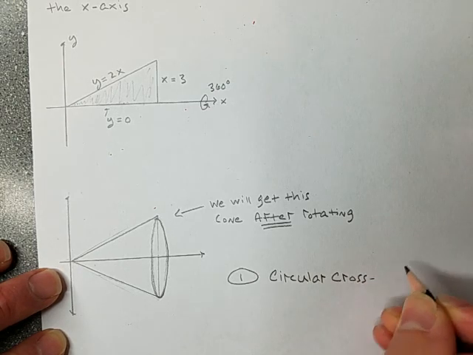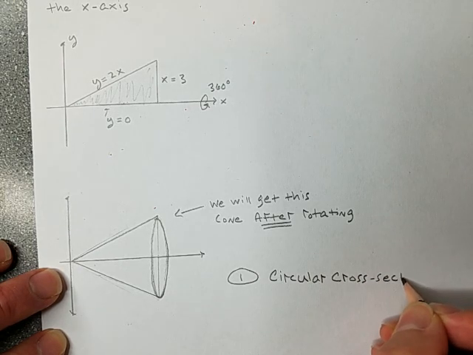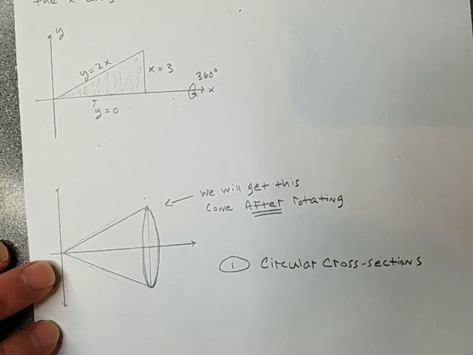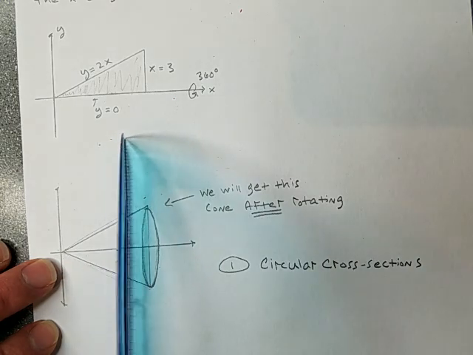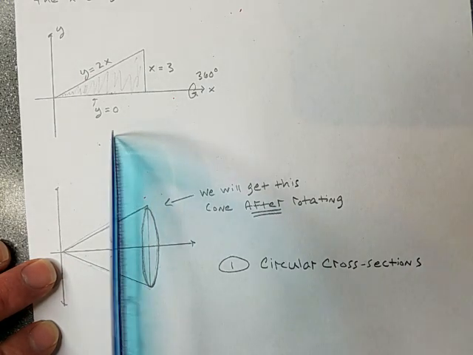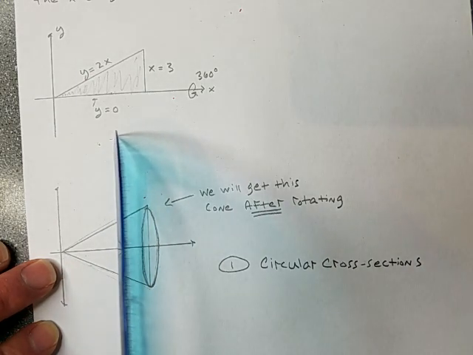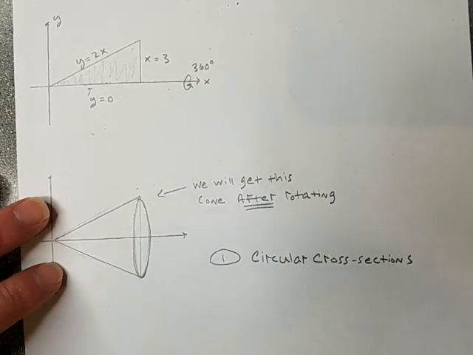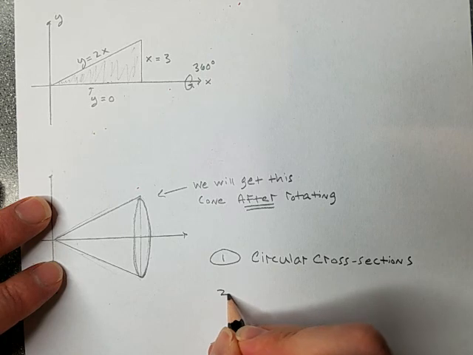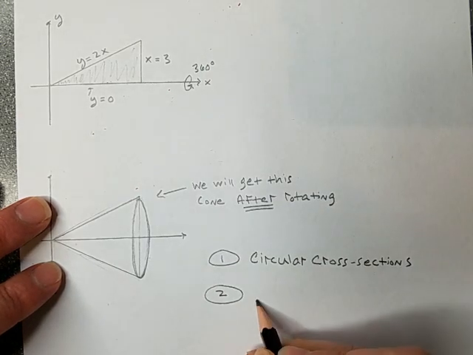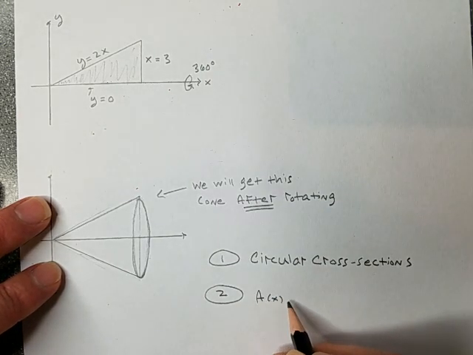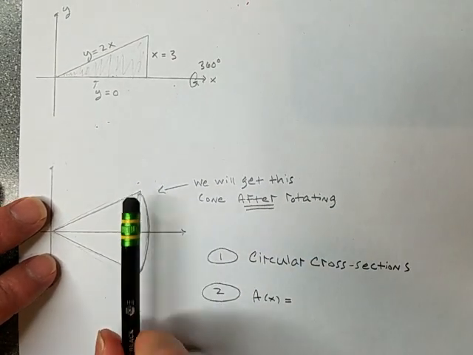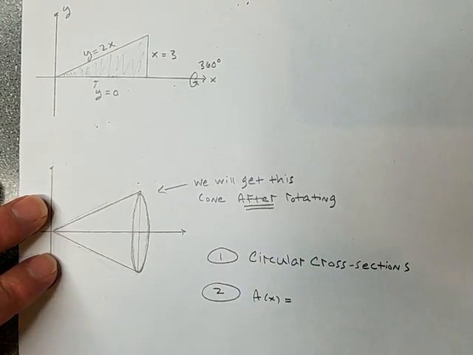Cross sections as I am defining them: I'm defining the cross sections to be slices of the object perpendicular to the x-axis, like so. All right? Okay, so circular cross sections. Two, I need to find this thing called A of x. Okay, and what does A of x do? It tells you the area of any of the cross sections.